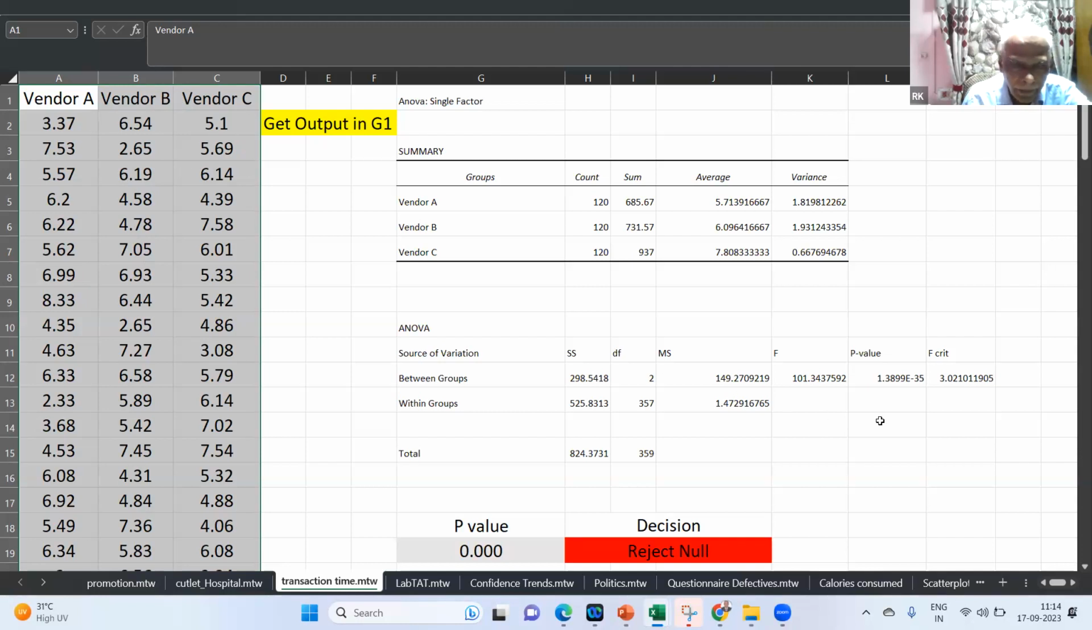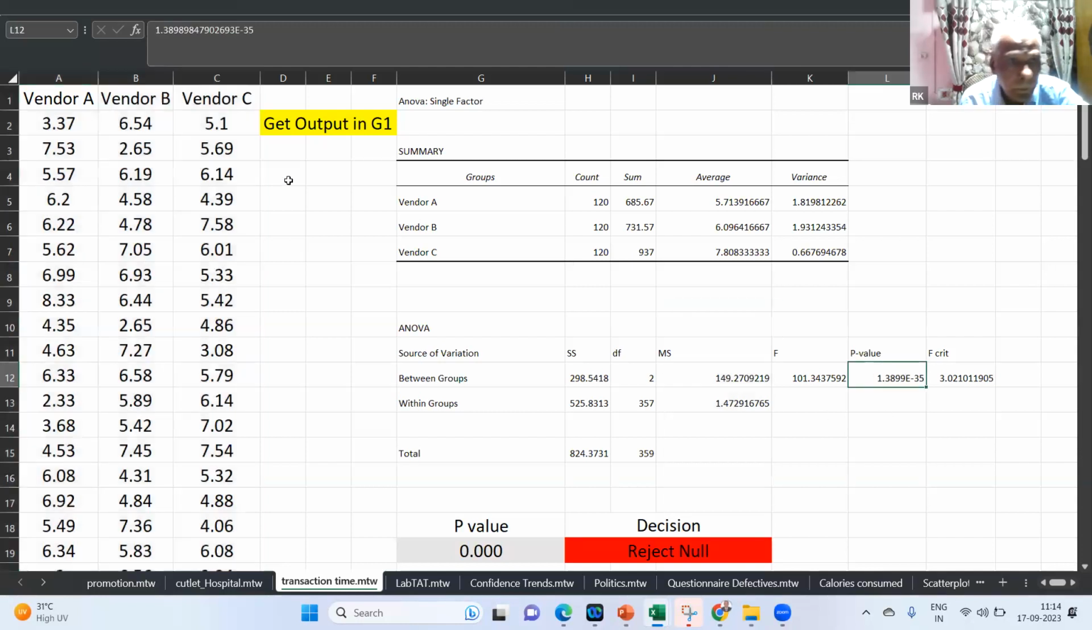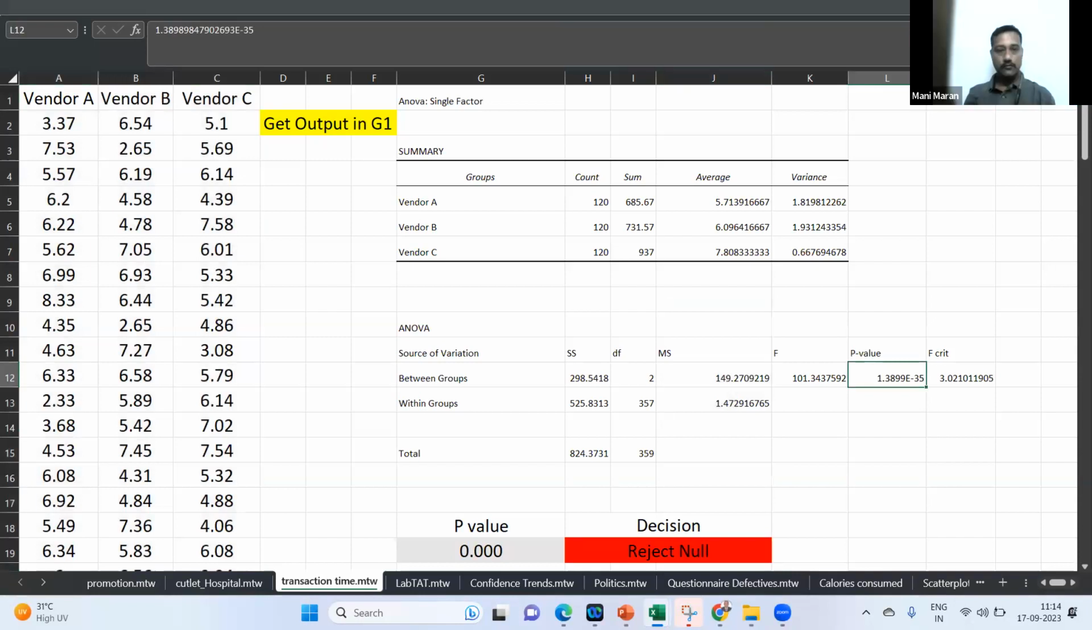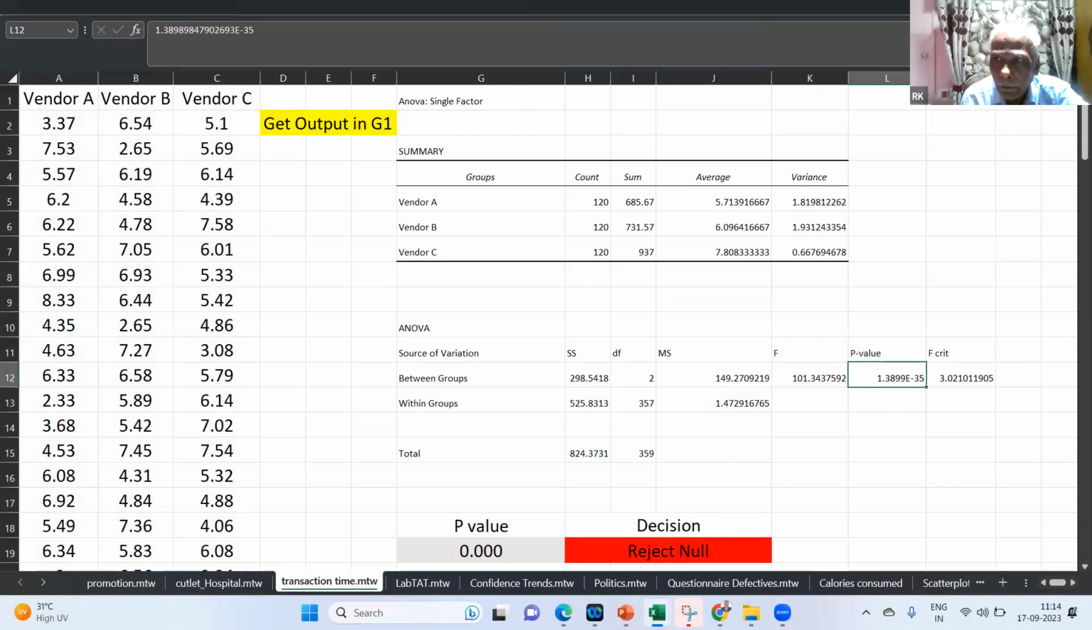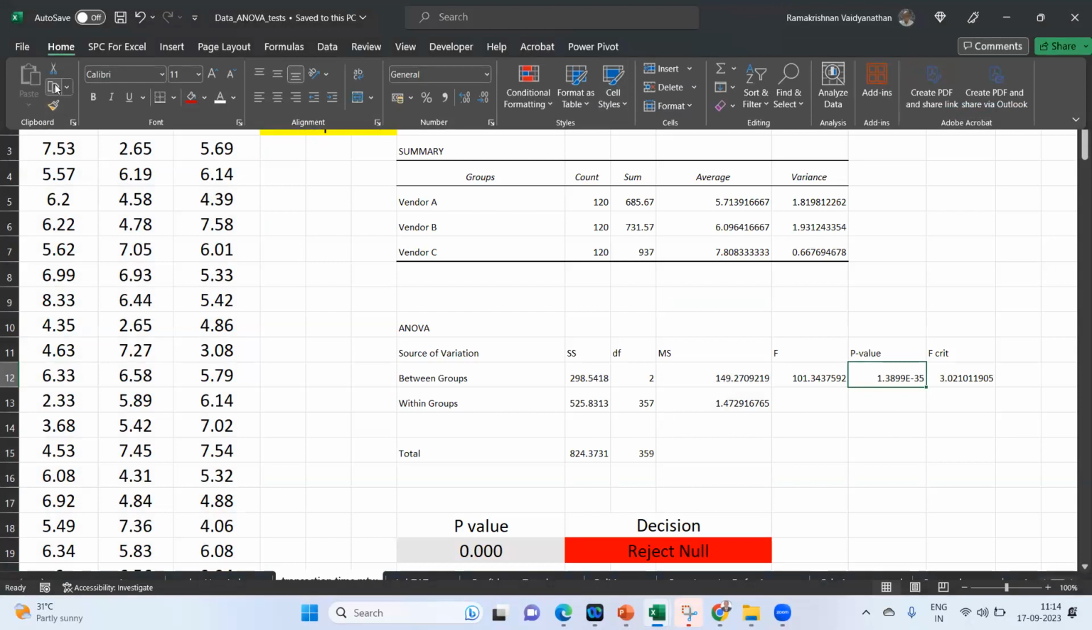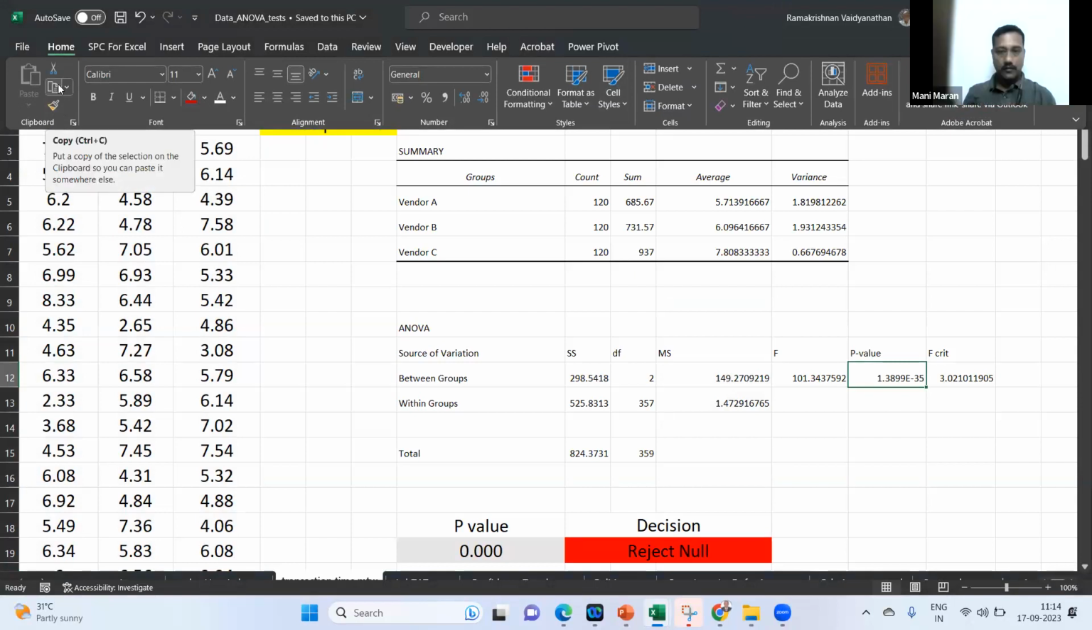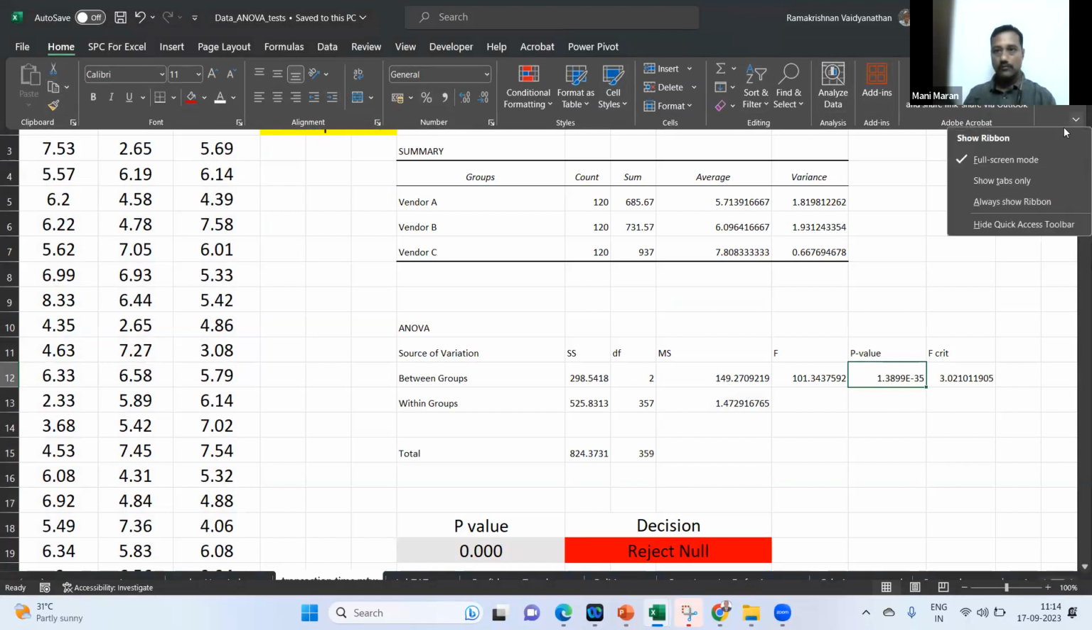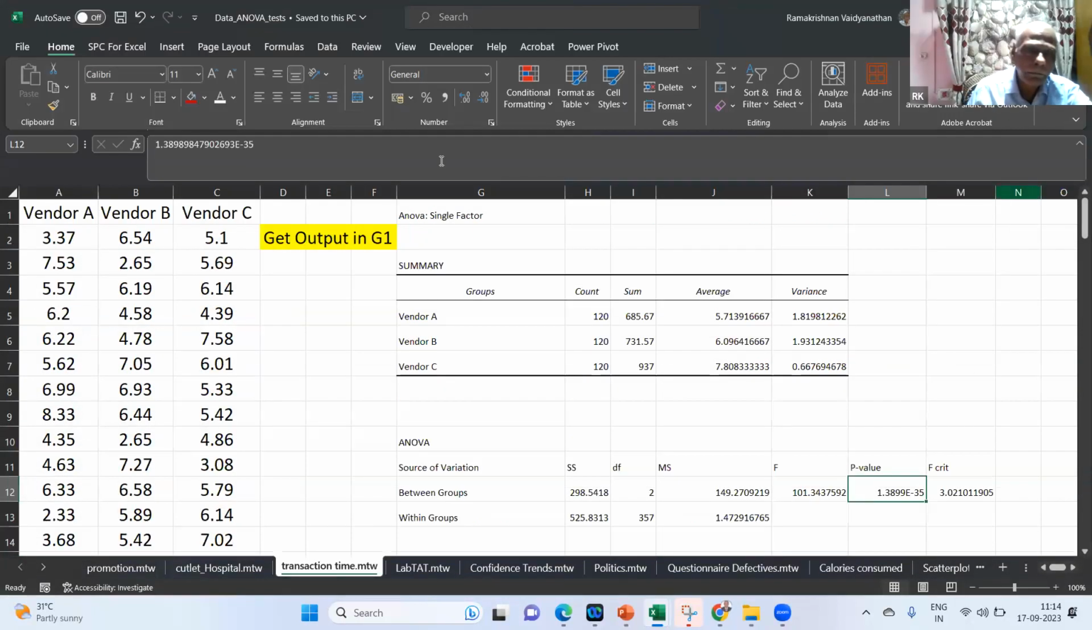Then I'll get a p-value, and that p-value is here. What is the p-value here? 1.39. Is it less than 0.05 or greater than 0.05? Greater than. How to fix this? Very good.